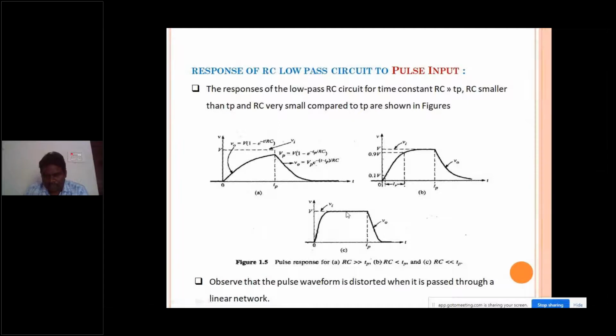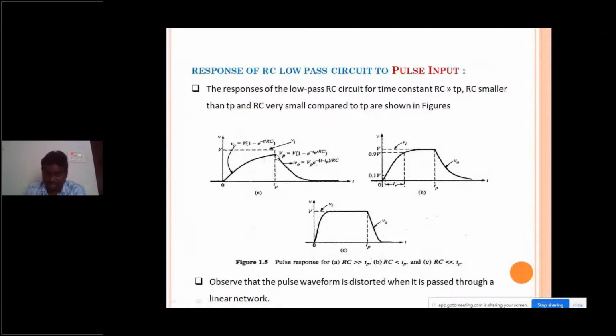So what do the remaining two graphs in this figure mean? That is based on the time constant. The first figure is for when the time constant RC is greater than Tp. What is this time constant? It is the time constant of the circuit. We have R and C components in the circuit. If the product of R and C is much greater than this Tp, then it takes much more time to reach the maximum value.